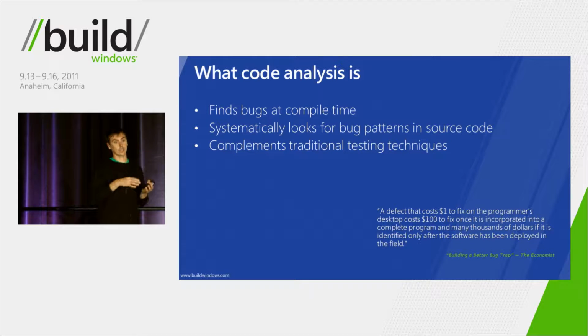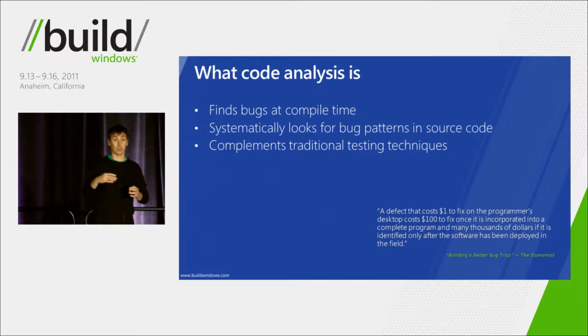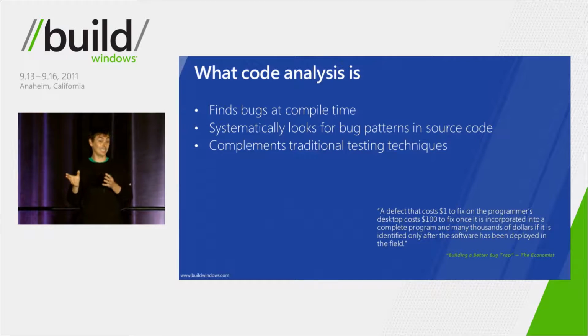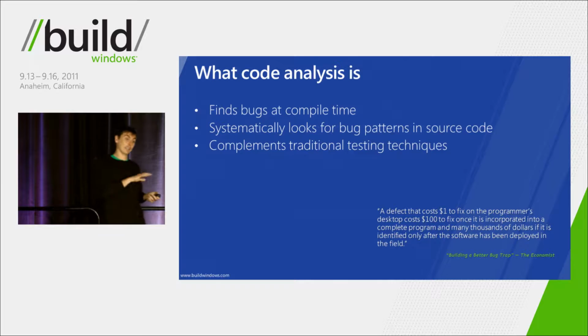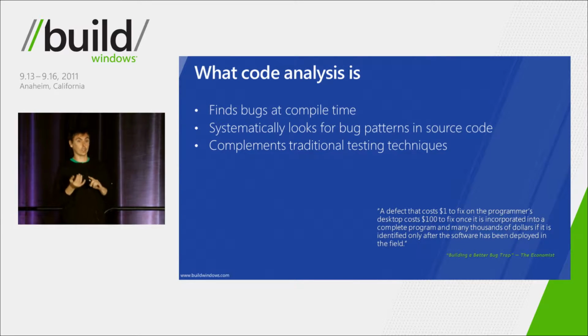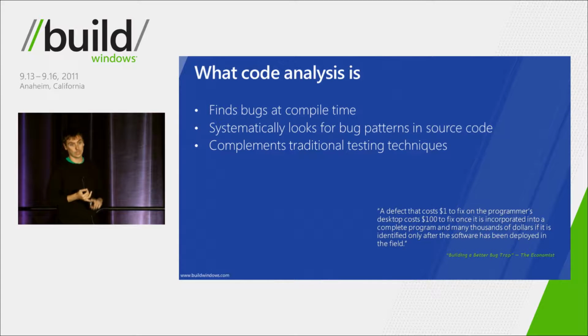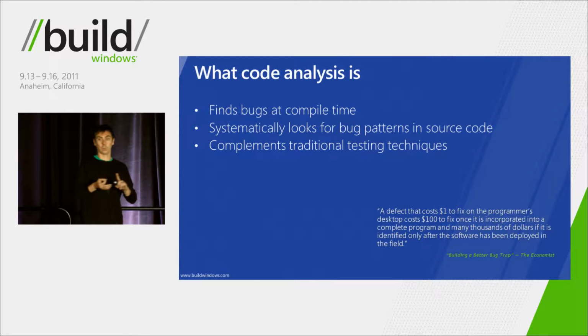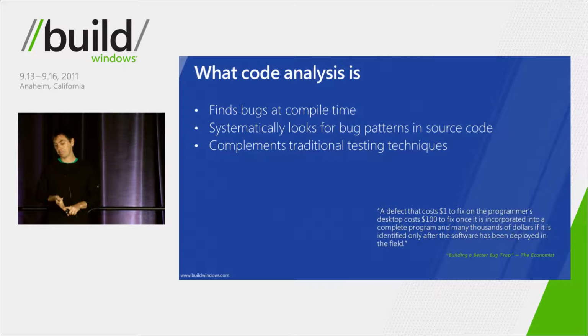Rather than looking for the symptom, say the crash, or hopefully not, but say the security vulnerability, with code analysis you're looking at the pattern in the source code. So you're looking for the cause of the crash. You're looking for the null pointer dereference, or the buffer overrun, or when you're using an uninitialized variable.